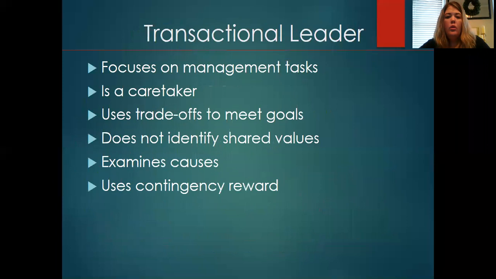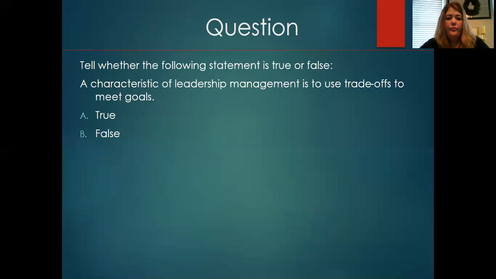Transactional leadership is the one that focuses on management tasks, that you are a caretaker, that you make trade-offs to meet goals. So you may have the exact vision and plan for how you want to do something, but you hit a roadblock. So, okay, can we do something differently to still meet our goal? And that's okay. It does not identify shared values, examines causes, and uses contingency rewards.